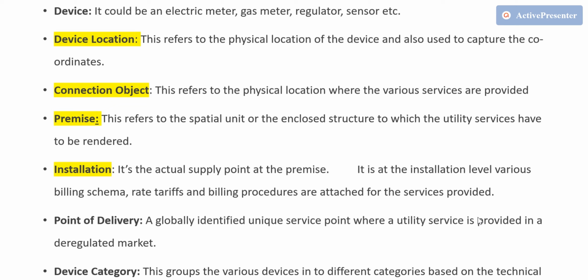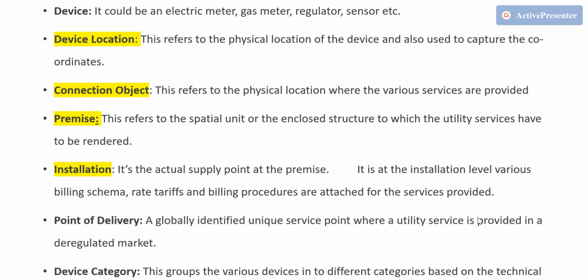Connection object is the physical location where services are provided. For example, you have a multi-story building with 100 apartments. This multi-story building is the connection object, and each apartment is a premise. The premise is the spatial unit or the anchor structure where utility services are provided. Installation is the actual supply point at the premise.